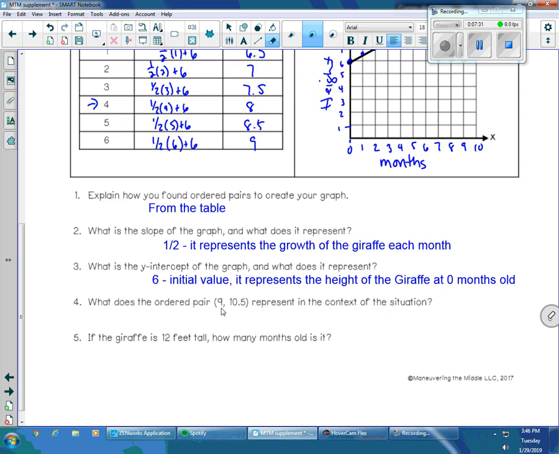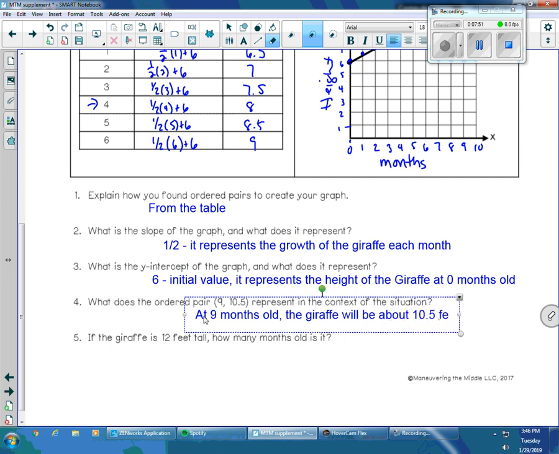Well, our x's were the months. The y's are the total height, right? So it represents at 9 months old, the giraffe will be about 10.5 feet tall.